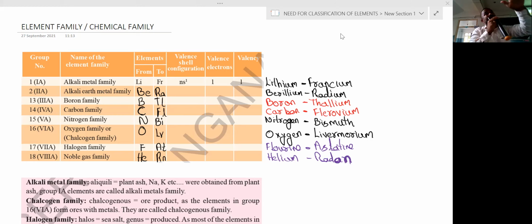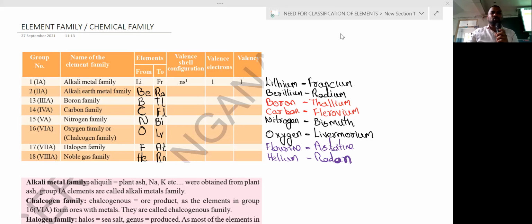Those main 8 groups, how they got their names: these names are also called a chemical family or element family. Now in this video we are going to learn what the name of the family is, what the members of that family are, and in the same way, their general electronic configuration, valence electron and the valency.